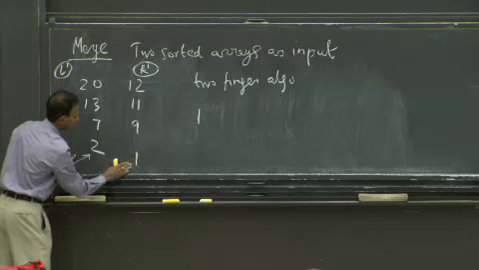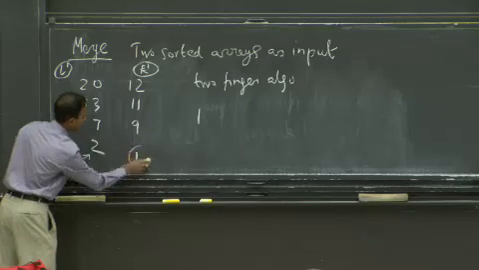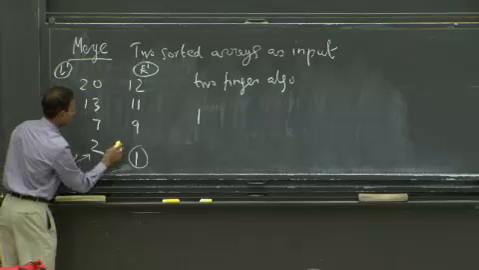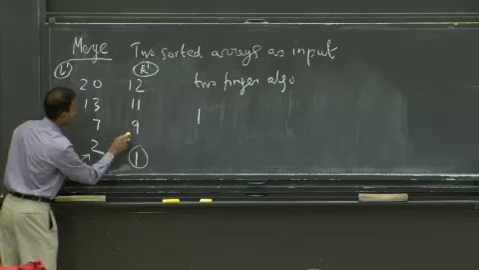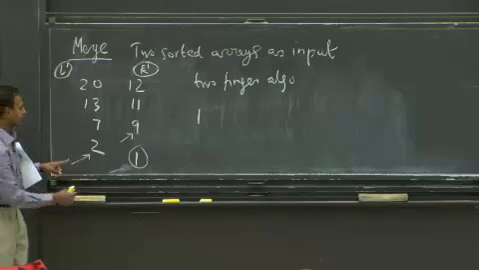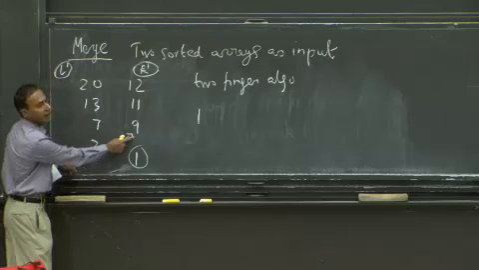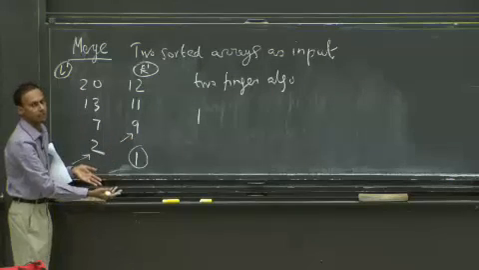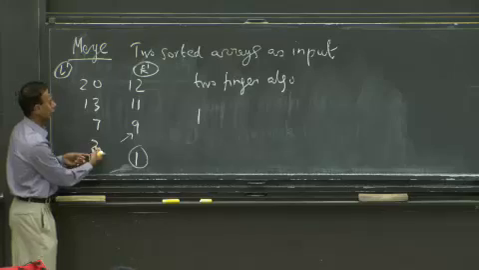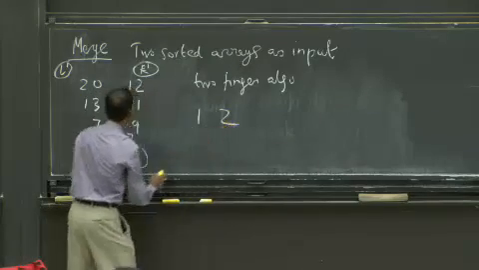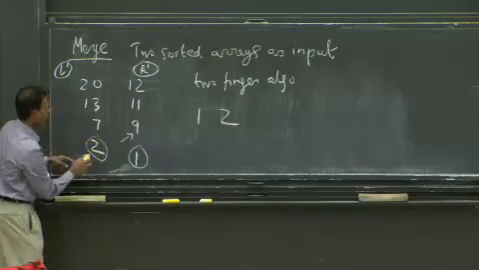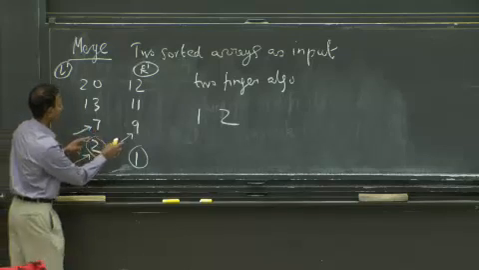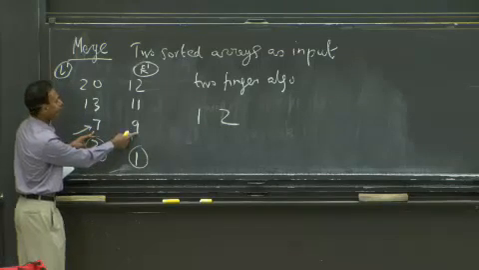When I put 1 down, I have to cross out 1. So effectively, let me just circle that instead of crossing it out, and my finger moves up to 9. Okay, so now I'm pointing at 2 and 9, and I repeat this step. In this case, 2 is smaller, so I'm going to write 2 down, and I can cross out 2 and move my finger up to 7.